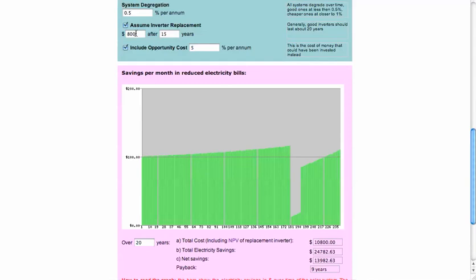Assume inverter replacement. Here's another one that not many people take into account. I'm assuming, as an electrical engineer, that after 15 years, that box of electronics will need replacing. A lot of people will balk at this figure, think, wow, that's cheap, $800. But I think in 15 years, electronics is going to be a lot cheaper. So I think that's a fair price to replace the inverter in 15 years.